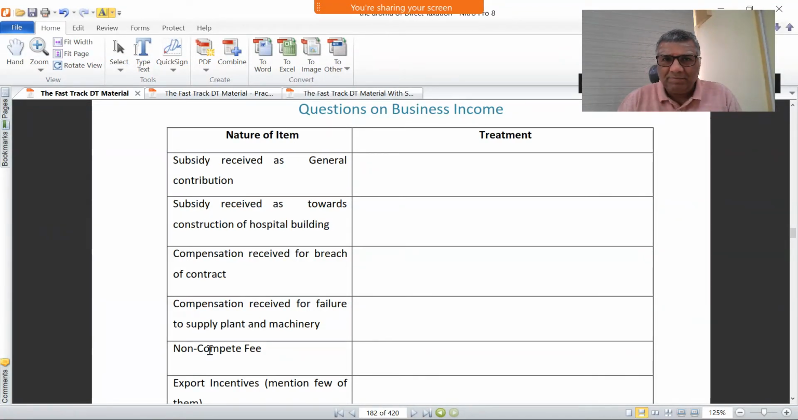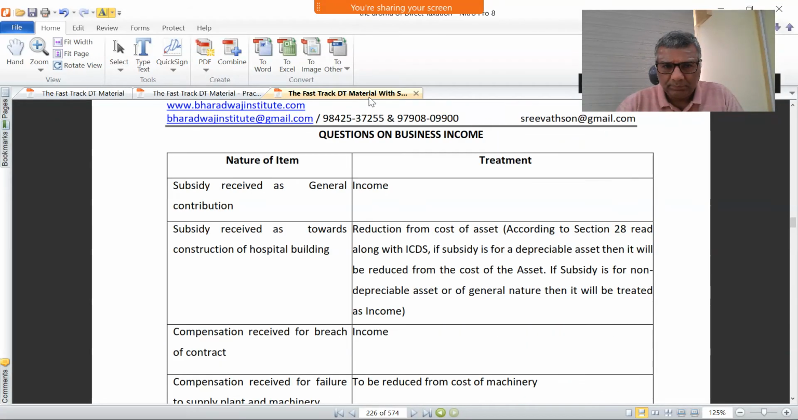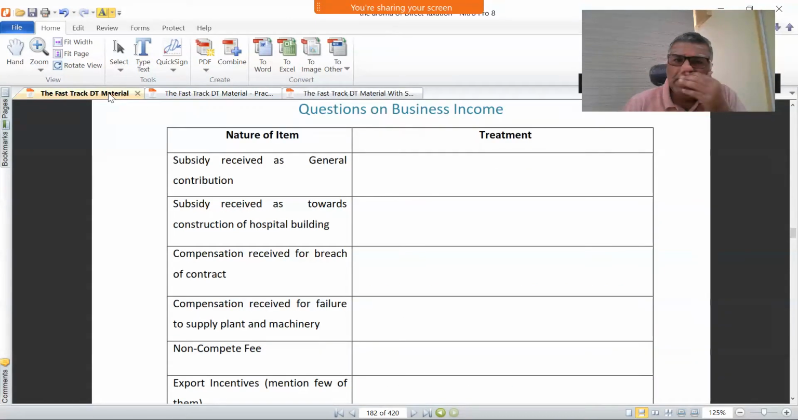Let us answer some questions on income. Subsidy received as a general contribution is an income. Subsidy received towards construction of hospital building should be adjusted with the cost of the building.